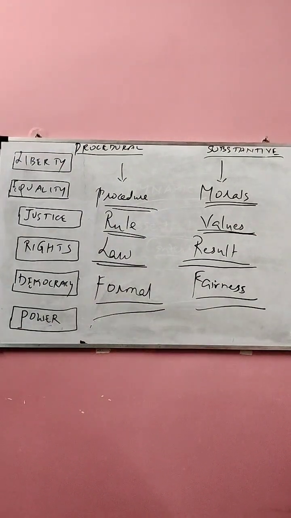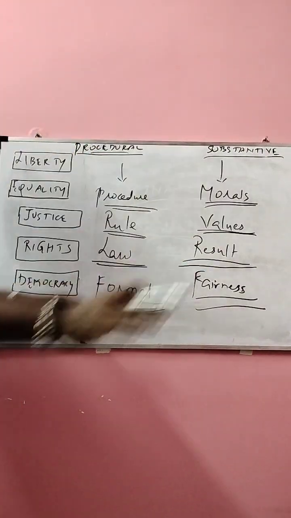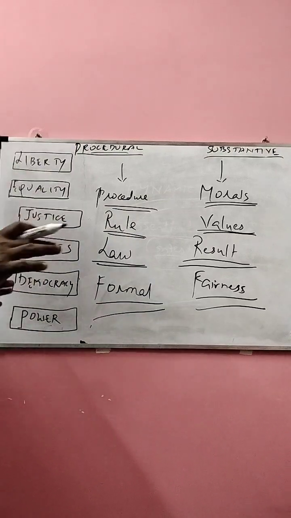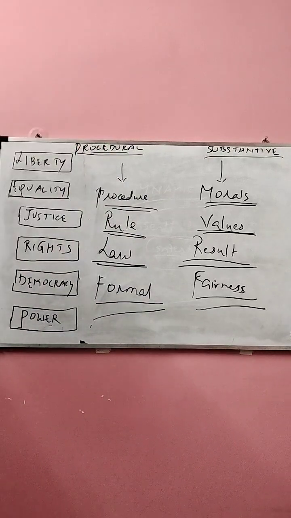Let me explain a simple example. Assume that a running race is being conducted by a school. 10 children are going to take part in the running race. But only 5 children are physically normal and strong. The rest 5 are physically weak. They are not normal. They are malnourished. If you go by procedural, then it is accepted. It is just to ask all the 10 students to start from the same line.